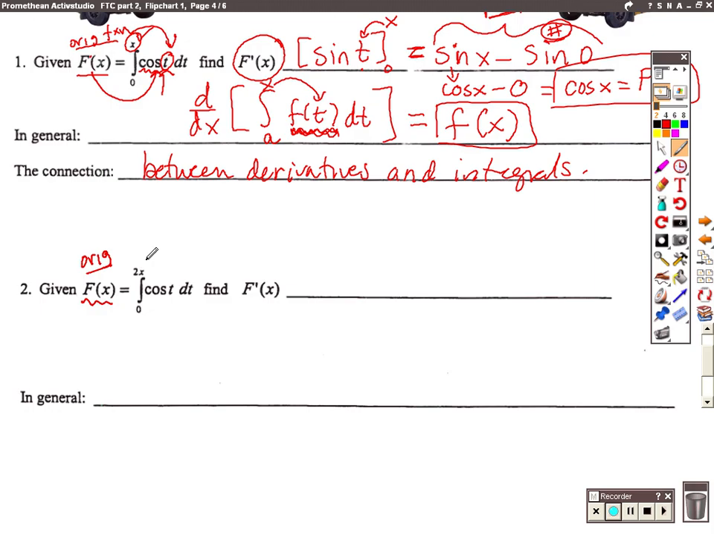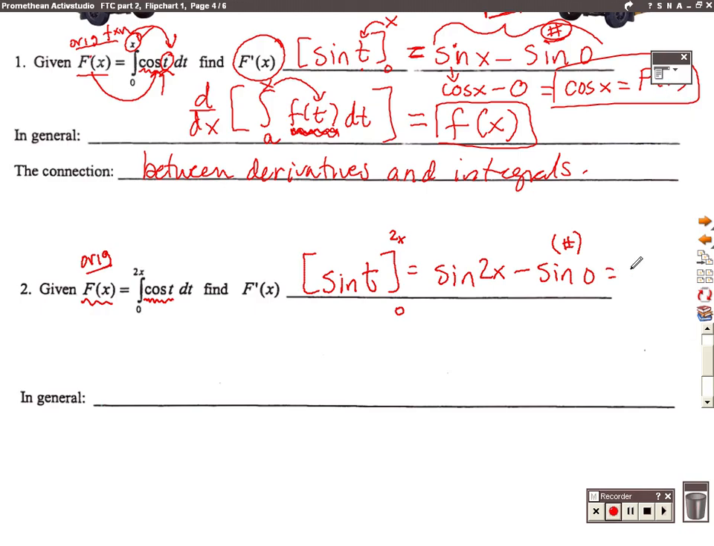All right, when I find the antiderivative of f, the antiderivative of cosine of t is sine of t. Notice the dummy variable of t is still there, evaluated from 0 to 2x. And that'll give me the sine of 2x minus the sine of 0, which again is a number. In this case, that number is 0, but it won't always be 0. That is equal to big F of x. But I want the derivative.